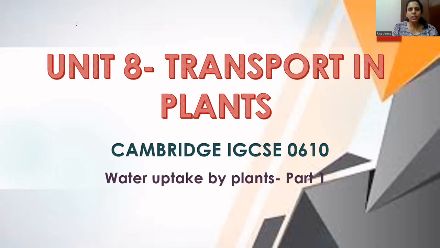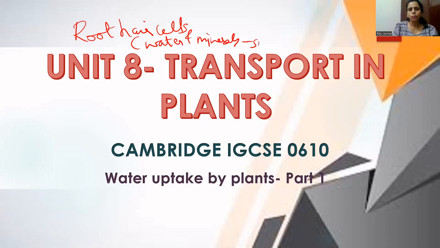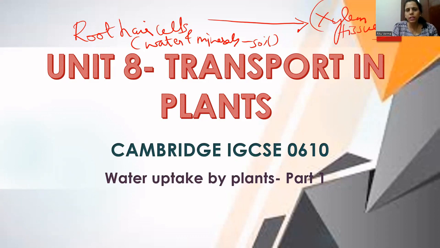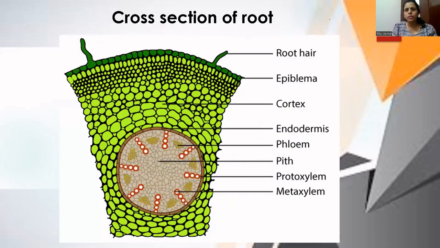We know that this root hair cell absorbs water and minerals from the soil. And after they absorb water and minerals from the soil, this water has to travel to xylem tissues in order to get conducted to various parts of the plant. Now from the root hair cell to reach the xylem tissue, what are the different cells which this water has to cross through? We will look at that in this video. Now first understand the cross section of root.